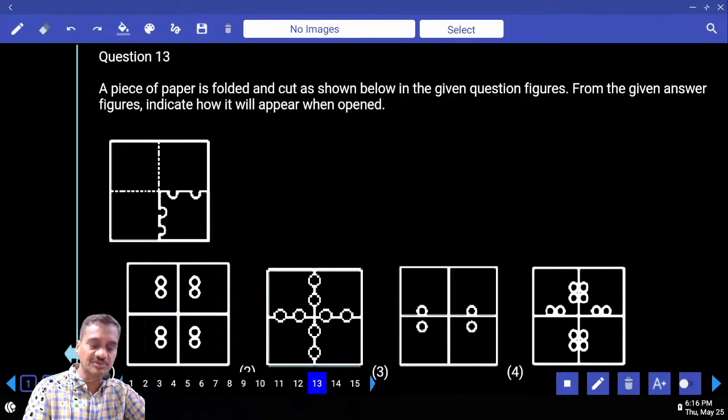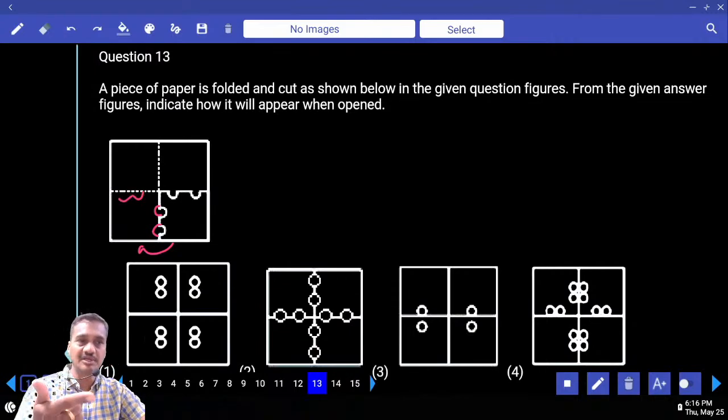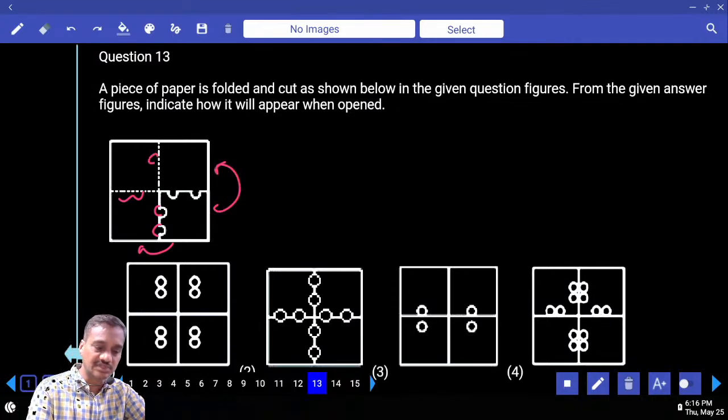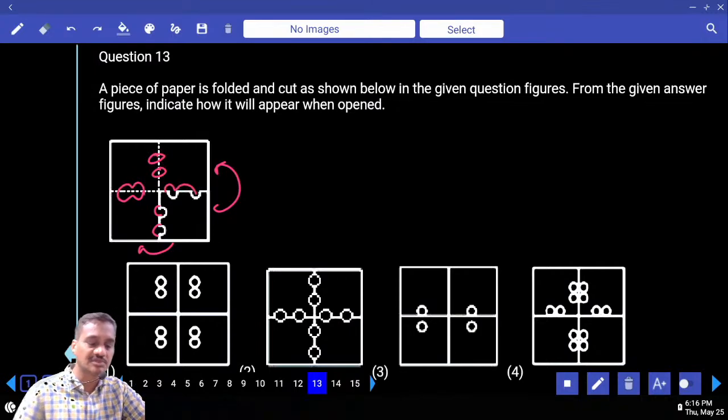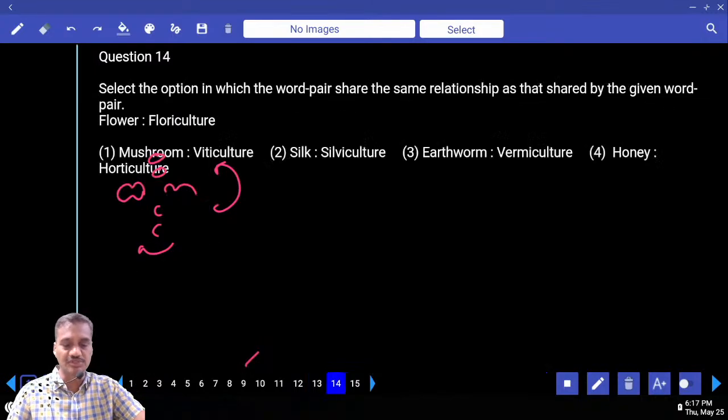Let us first take the mirror image. Now in the mirror image, these are the two elements that are there. Then from here to here, that is the water image. Now these two circles will form like this, and this forms a circle, and this forms a circle. Then choice 2, question number 13.